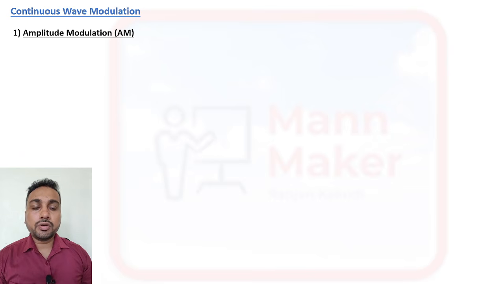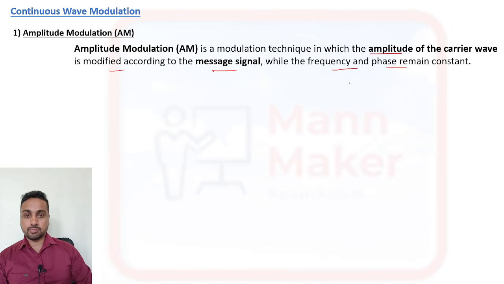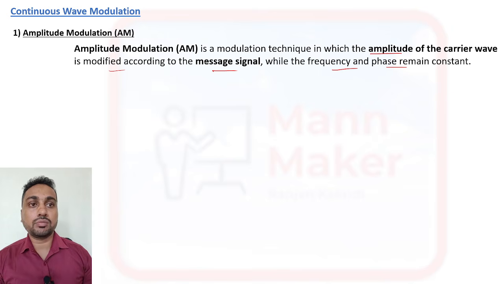Amplitude modulation is the one in which a characteristic of the carrier, its amplitude, is varied according to the master signal. The amplitude of the carrier wave is modified according to the master signal, while the frequency and phase remain constant. This is the definition of amplitude modulation: the modulation technique in which the amplitude of the carrier wave is modified according to the master signal while the frequency and phase remain constant.